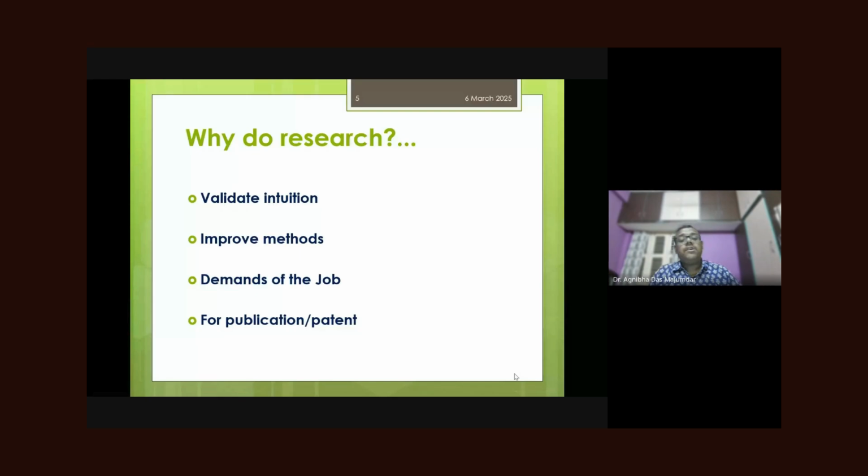Next is validate the intuition, improve the methods, demands of the job for publication and patents. So these 4 points are also very important. The earlier points are the intellectual points. If I go to the technical points, validate intuition will definitely come. That is, we want to validate the intuitions and we want to improve the method.